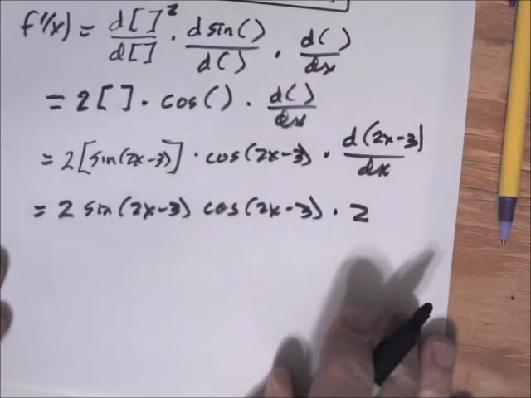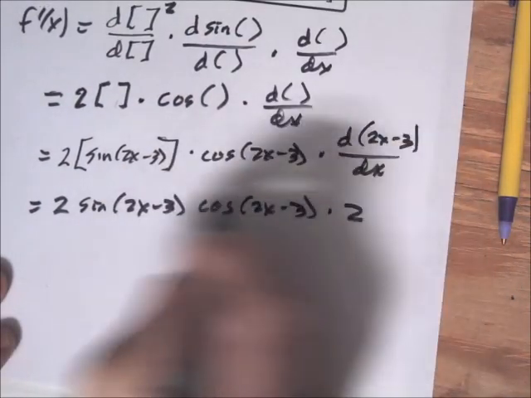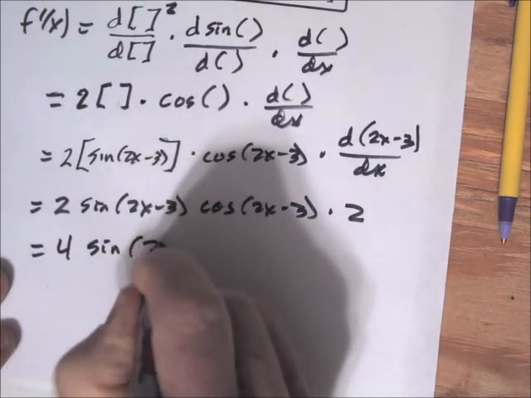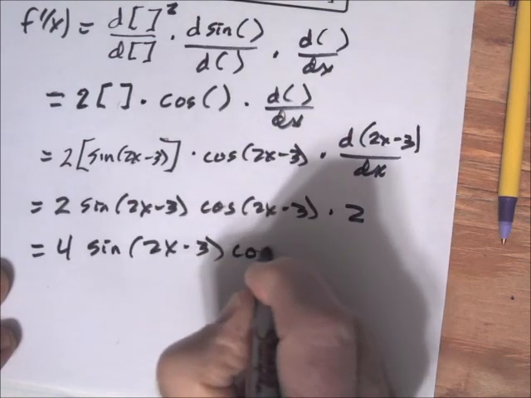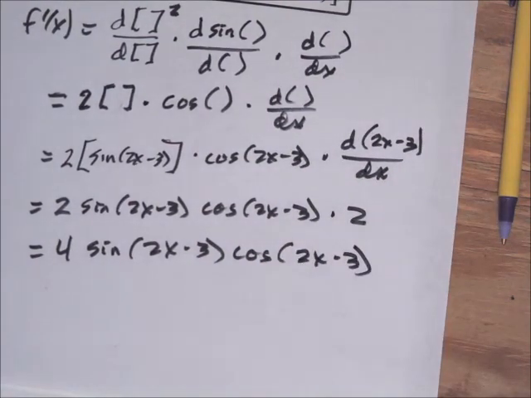Usually the numerical coefficient goes in front, so 2 times 2 is 4. This will be 4 sine of 2x minus 3 cosine of 2x minus 3. And that concludes this presentation.